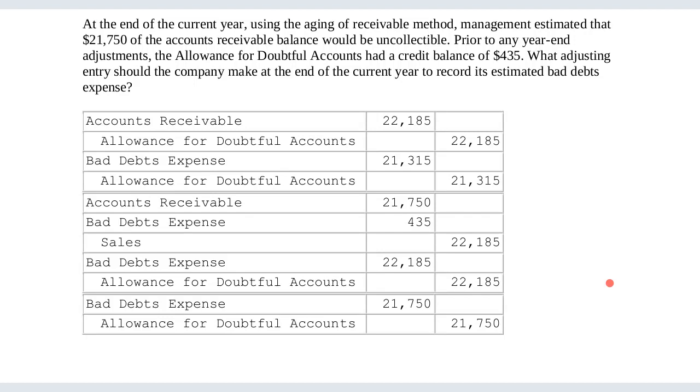And so we're asking, what adjusting entry should the company make at the end of the current year to record its estimated bad debt expense? So this is chapter 7. The method that we're using to estimate the allowance for doubtful accounts is the balance sheet approach, which means that I have to pay attention to the balance on the allowance for doubtful accounts. So can anyone tell me what would be the amount of the adjustment? What's the amount of the adjustment?